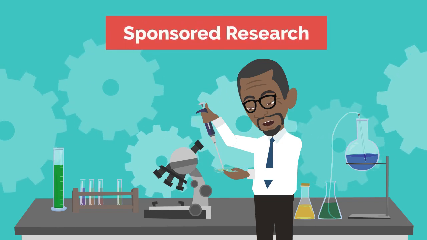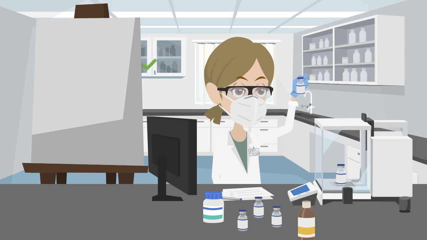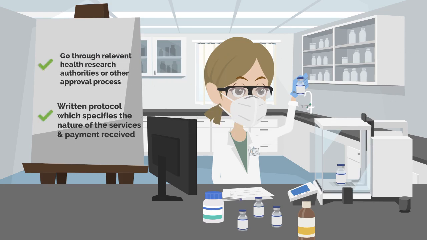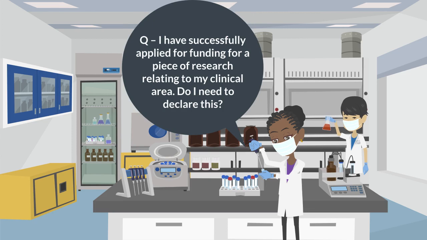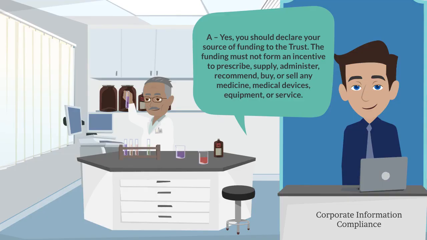Colleagues should declare any involvement with sponsored research. This must go through the relevant health research authority or other approvals process. There must be a written protocol which specifies the nature of the services to be provided and the payment received for those services. I have successfully applied for funding for a piece of research relating to my clinical area. Do I need to declare this? Yes, you should declare your source of funding to the trust. The funding must not form an incentive to prescribe, supply, administer, recommend, buy, or sell any medicine, medical devices, equipment, or service.